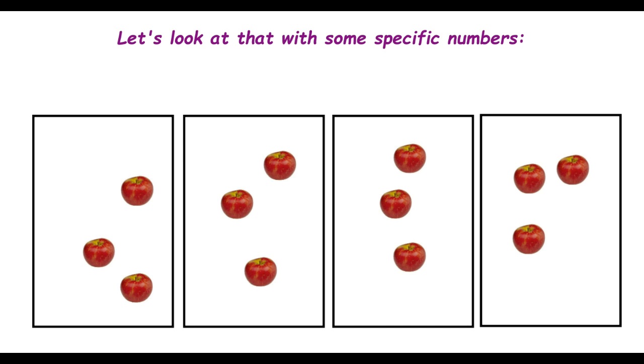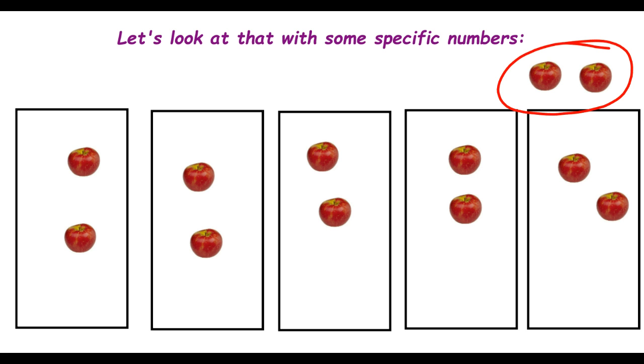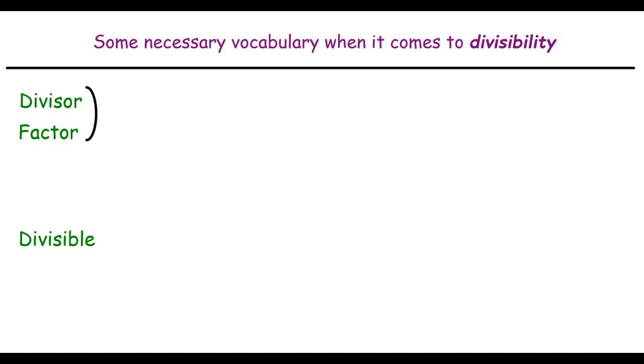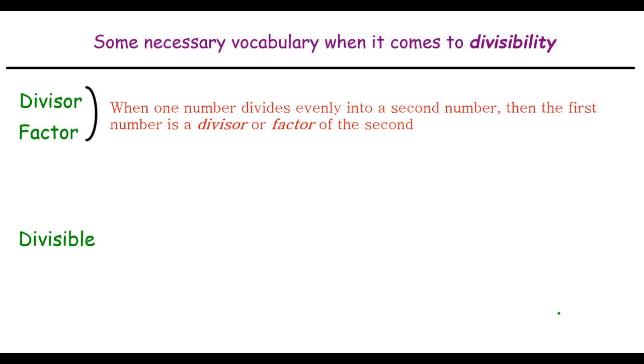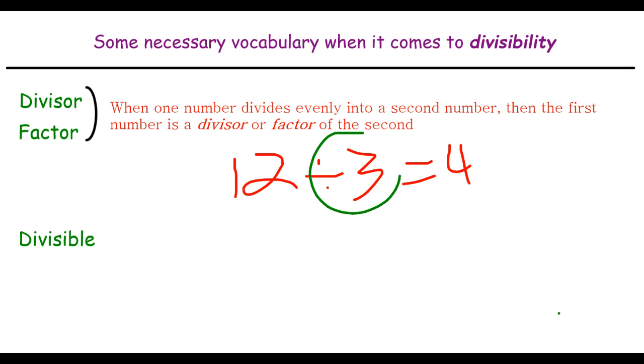Sometimes we can divide numbers evenly, and sometimes we can't. Divisibility rules talk to us about when that division is possible and when we can have that division without a remainder. So there are 2 major terms we need to talk about. First is a divisor or a factor. And when we have one number dividing evenly into the second number, we call it a divisor. 12 can be divided by 3 without a remainder. So 3 is a divisor of 12.